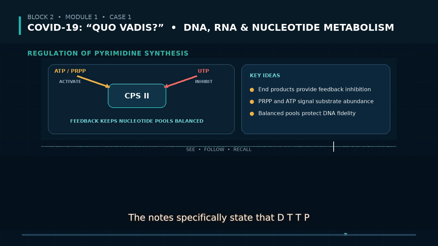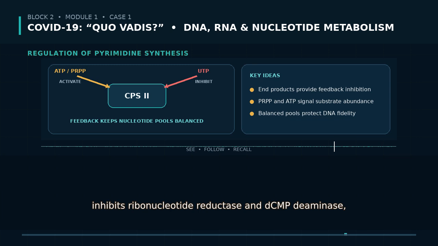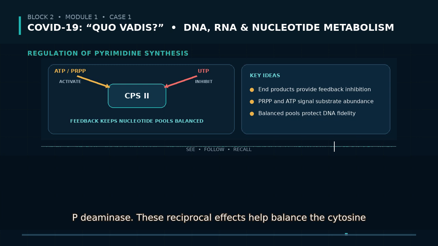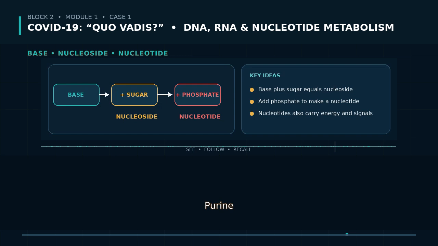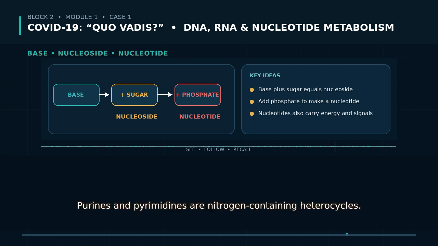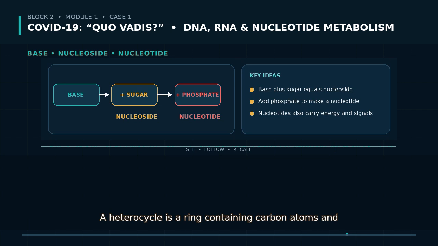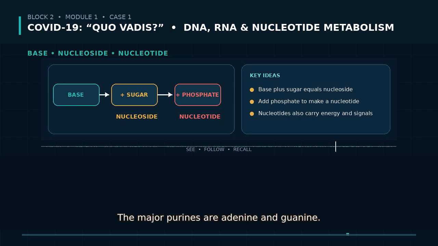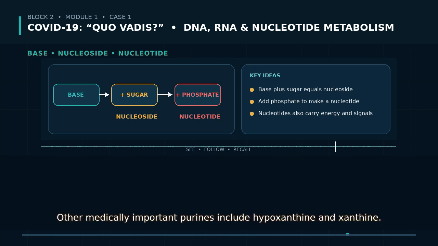From a nucleoside to a nucleotide. A nucleotide is a phosphorylated nucleoside. 1 phosphate produces a nucleoside monophosphate, 2 produce a diphosphate, and 3 produce a triphosphate. The first phosphate is commonly attached to the 5' hydroxyl group of the pentose by an ester bond. Adenosine monophosphate is therefore adenosine plus 1 phosphate. Adenosine diphosphate has 2 phosphates, and adenosine triphosphate has 3.